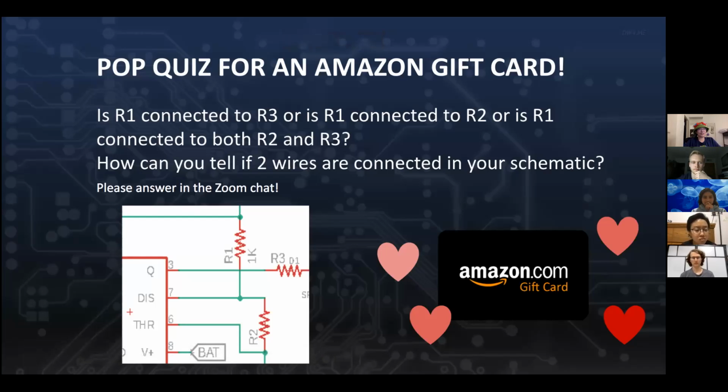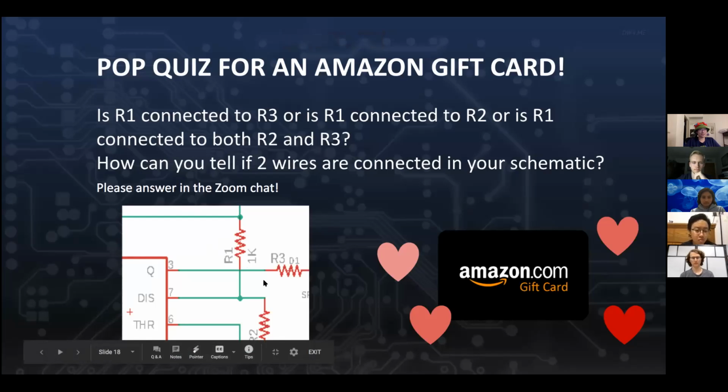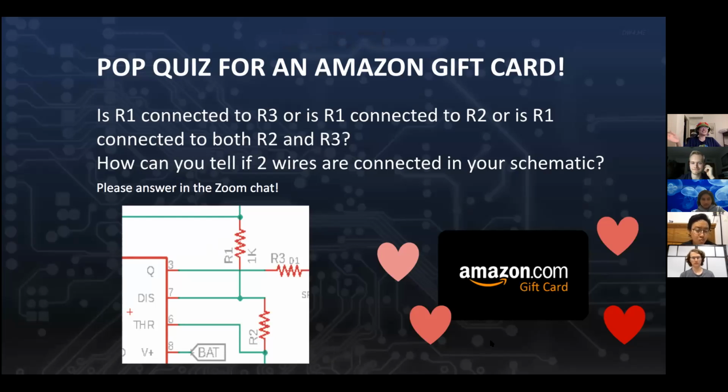Is R1 connected to R3? Or is R1 connected to R2? Or is R1 connected to both R2 and R3? So here's R1, R2, and R3. And you need to explain how you can tell if two wires are connected in your schematic.